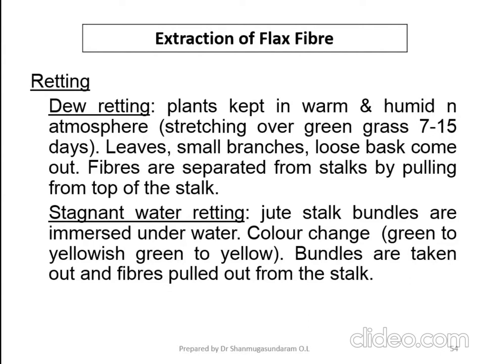The second process is stagnant water retting. Here, the stalk bundles are immersed under water. The color changes from green to yellowish green, and again to yellow. Now the bundles are taken out and the fibers are pulled out from the stalk. So this is called stagnant water retting. You have to keep the plant in stagnant water.